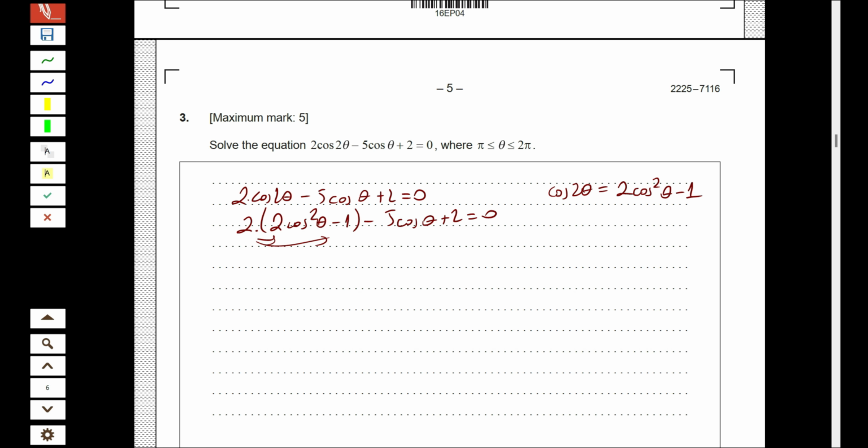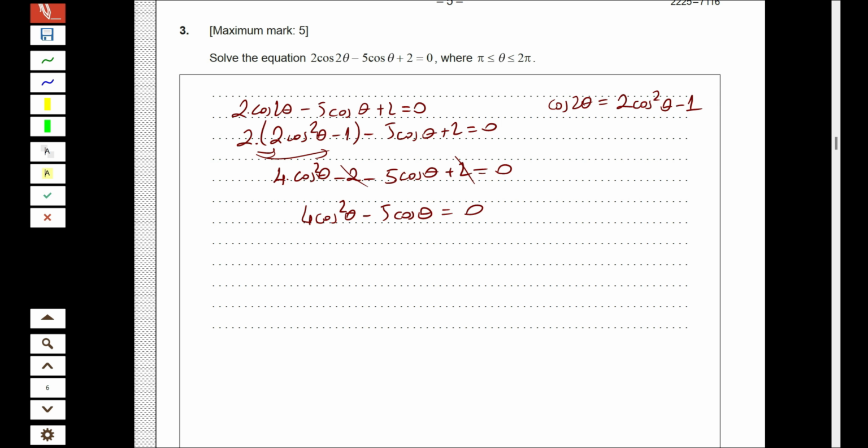When we simplify this expression, 4 times cosine squared theta minus 2 minus 5 times cosine theta plus 2 equals 0, right? So you can write 4 times cosine squared theta minus 5 cosine theta, as the 2s cancel each other. Cosine theta is a common factor of this expression, and in parentheses you can write 4 times cosine theta minus 5.